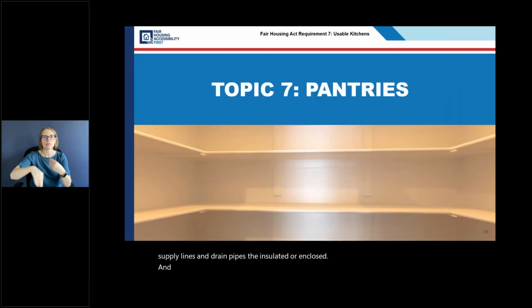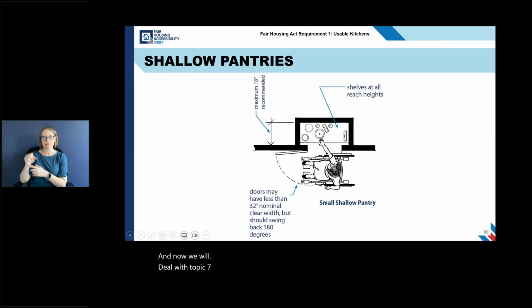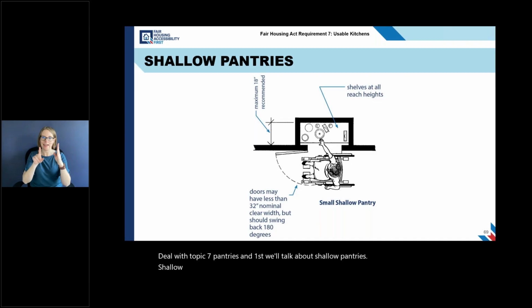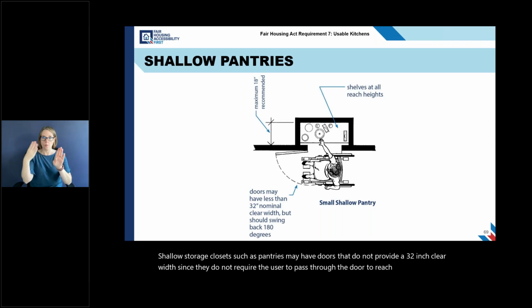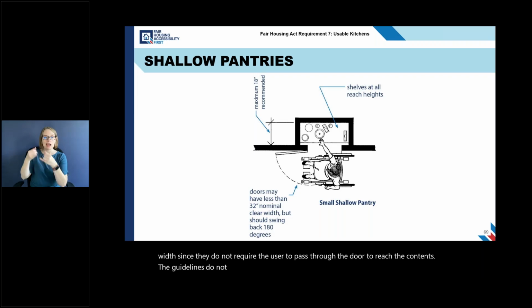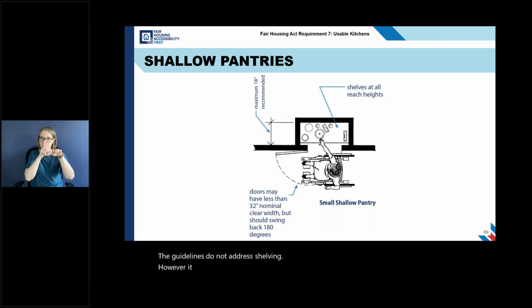And now we will deal with topic 7, pantries. And first we'll talk about shallow pantries. Shallow storage closets, such as pantries, may have doors that do not provide a 32-inch clear width, since they do not require the user to pass through the door to reach the contents. The guidelines do not address shelving. However, it is recommended that it be provided at various levels.